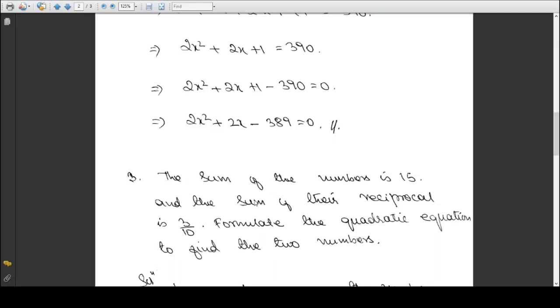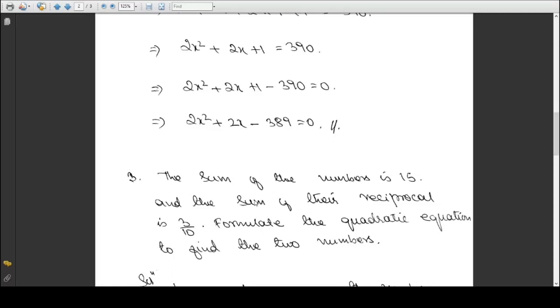Now suppose, let's take any number. If I say the sum of two numbers is 30 and one of them is, suppose I give you 10, what will be the other? The other will be that sum, which is 30, minus one number, which is 10. 30 minus 10 is 20, isn't it?